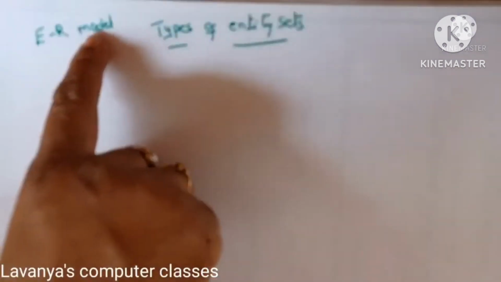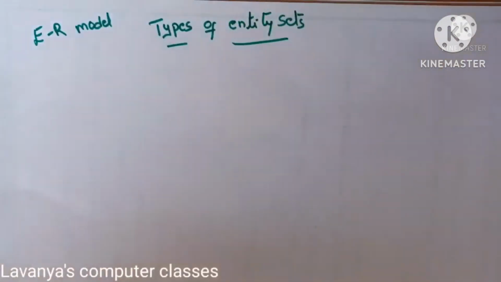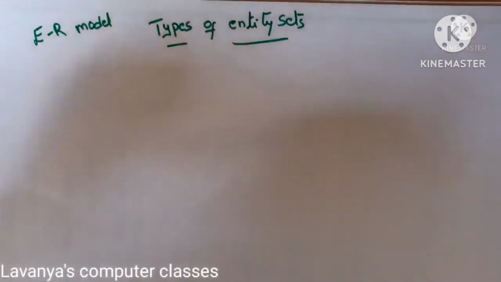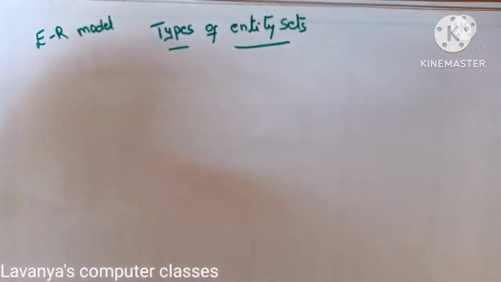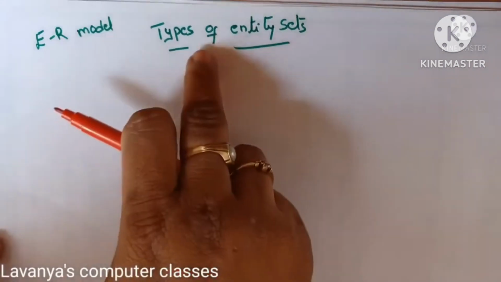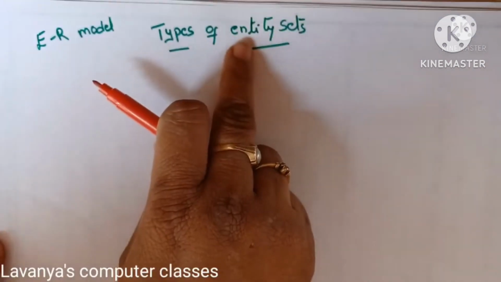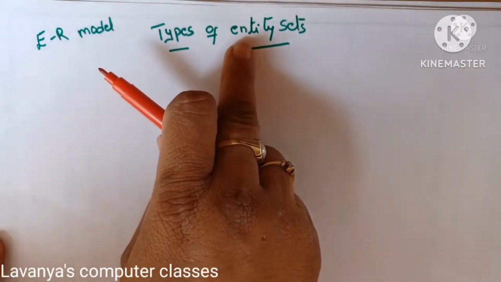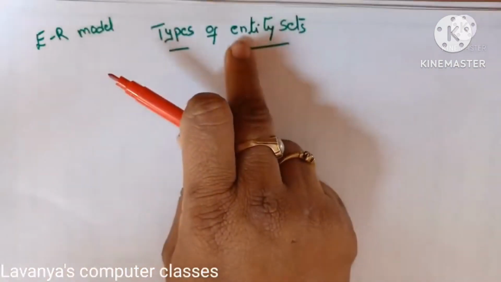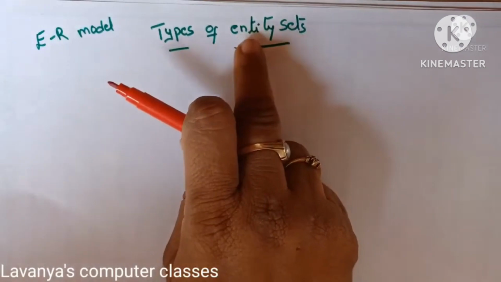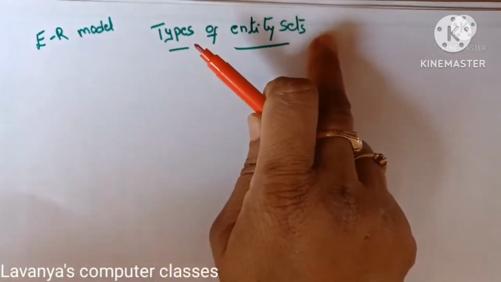In the previous video, I explained the components of the ER model: entity and relationships. Now I will go through the different types of entity sets. So what is an entity? An entity is a real world object. Any real world object is known as an entity. A collection of entities is known as an entity set.